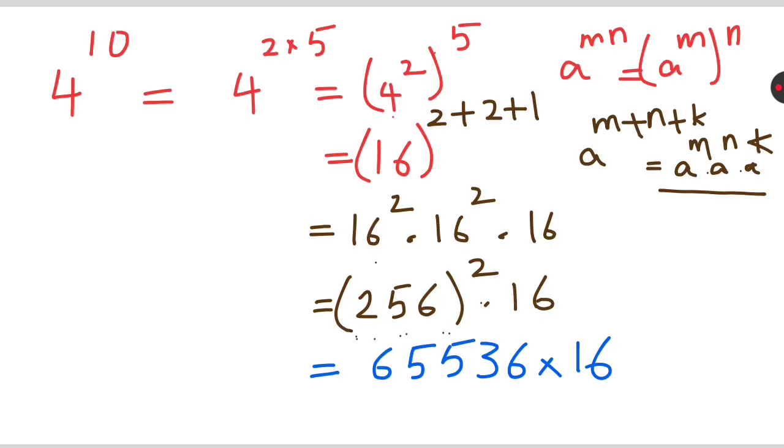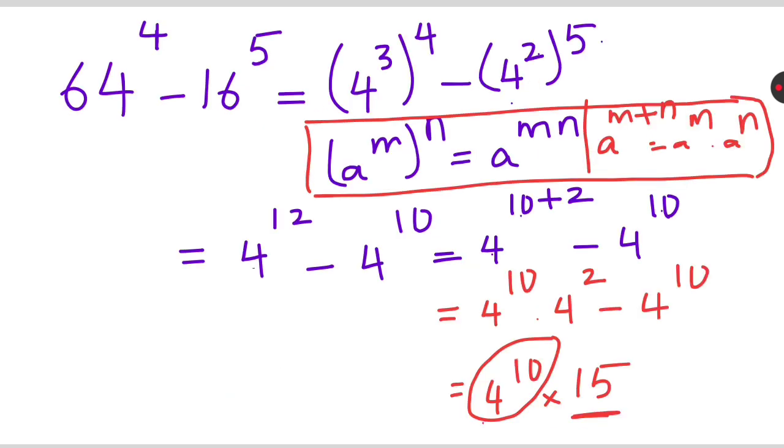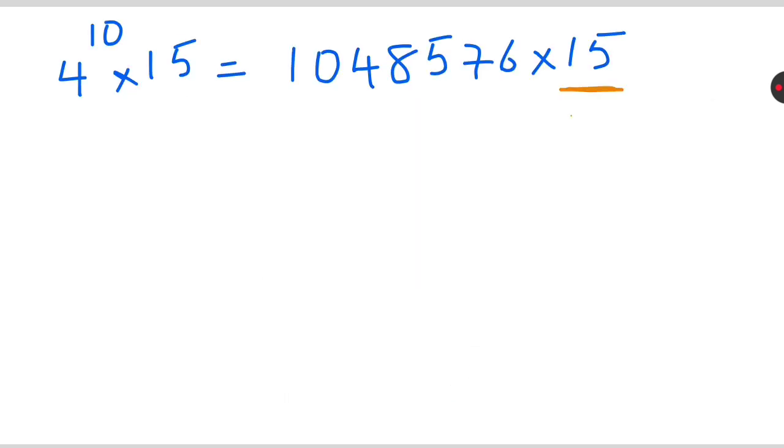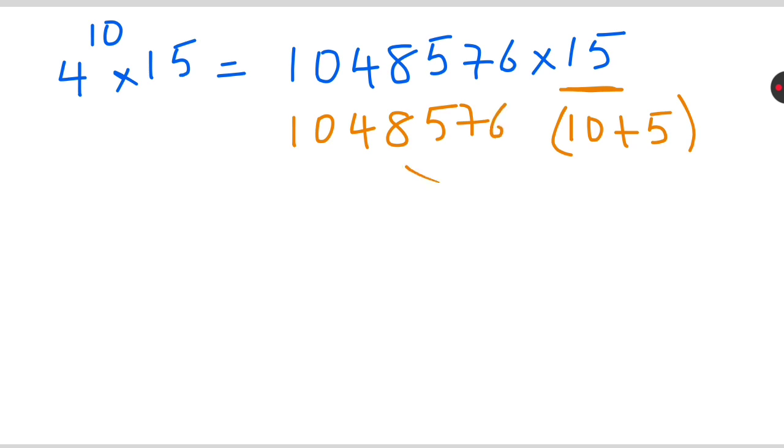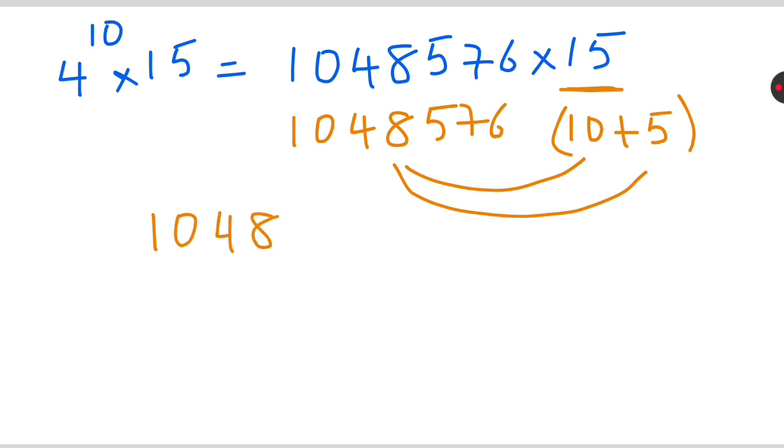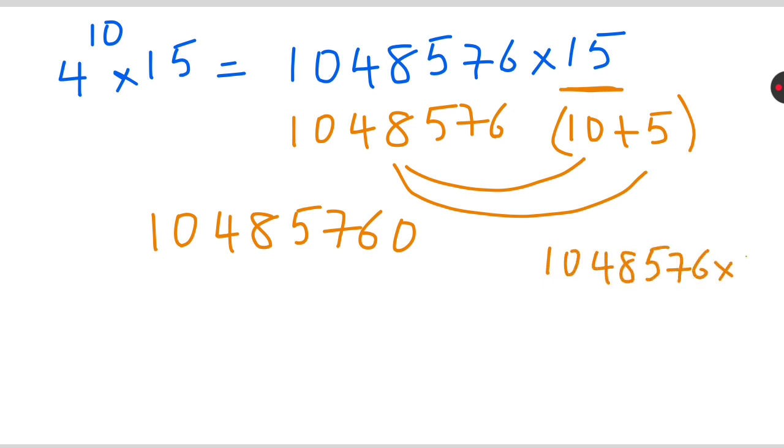1048576. So after doing the multiplication by 16, you will get 1048576, isn't it? So this is the value of 4 raised to the power of 10. We found the value of 4 raised to the power of 10. Still we need to do times 15. This 15 we can write as 10 plus 5. If you multiply by each individual term, we get 1048576 times 10, which gives 10485760. And then we have 1048576 multiplied by 5.